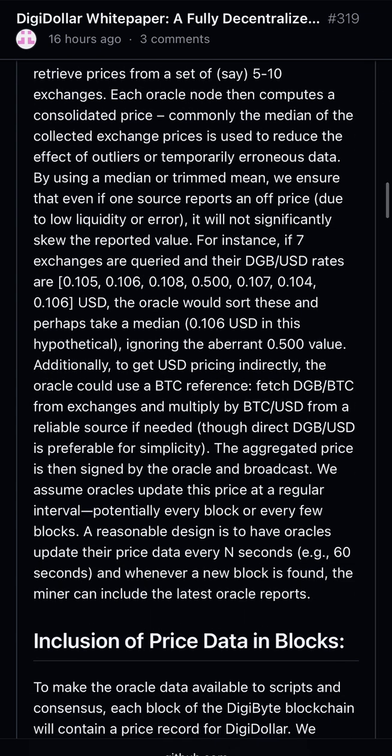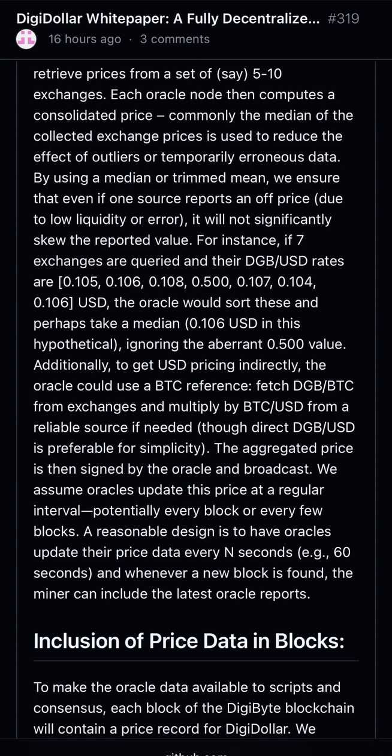Each Oracle node then computes a consolidated price. Commonly, the median of the collected exchange prices is used to reduce the effect of outliers or temporarily erroneous data. By using a median or trimmed mean, we ensure that even if one source reports an off price, due to low liquidity or error, it will not significantly skew the reported value.